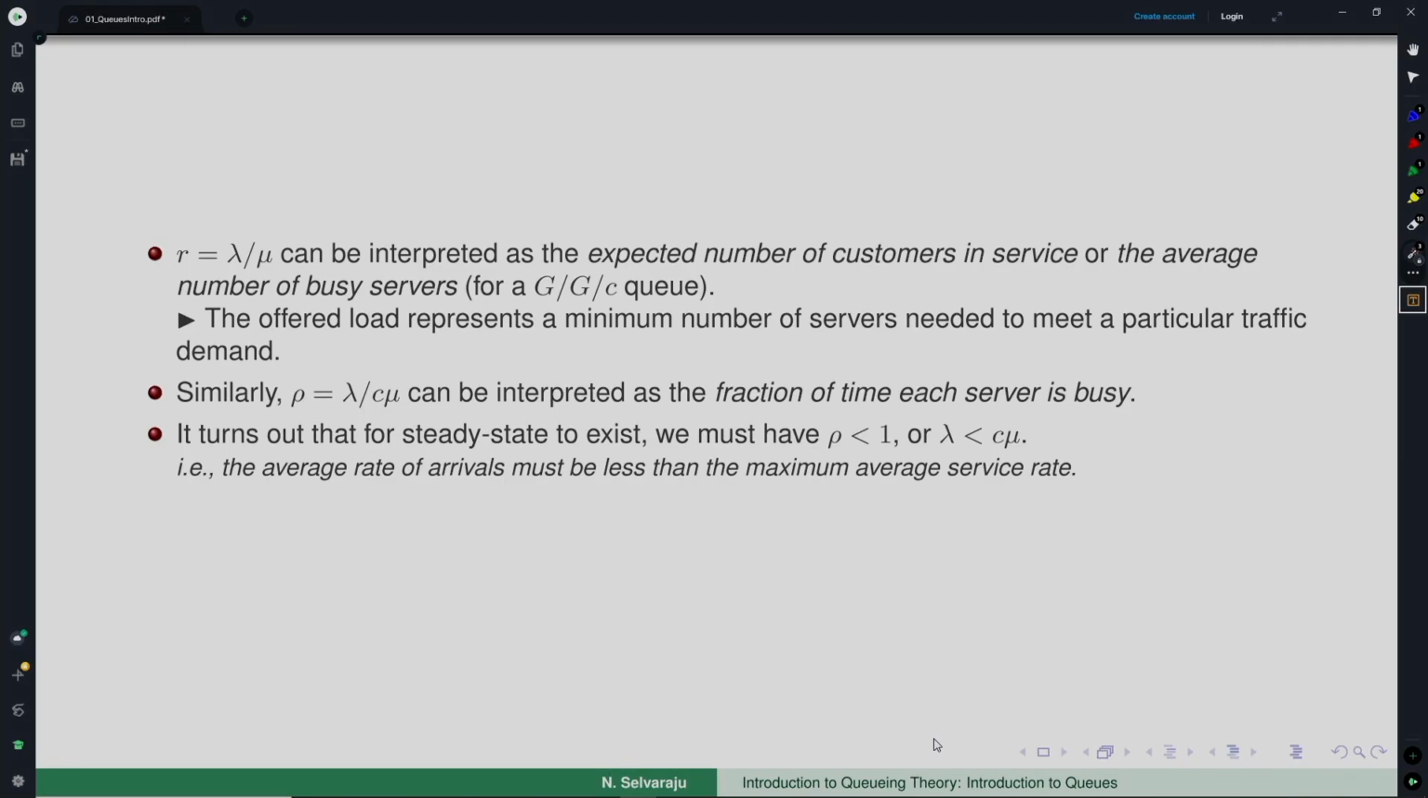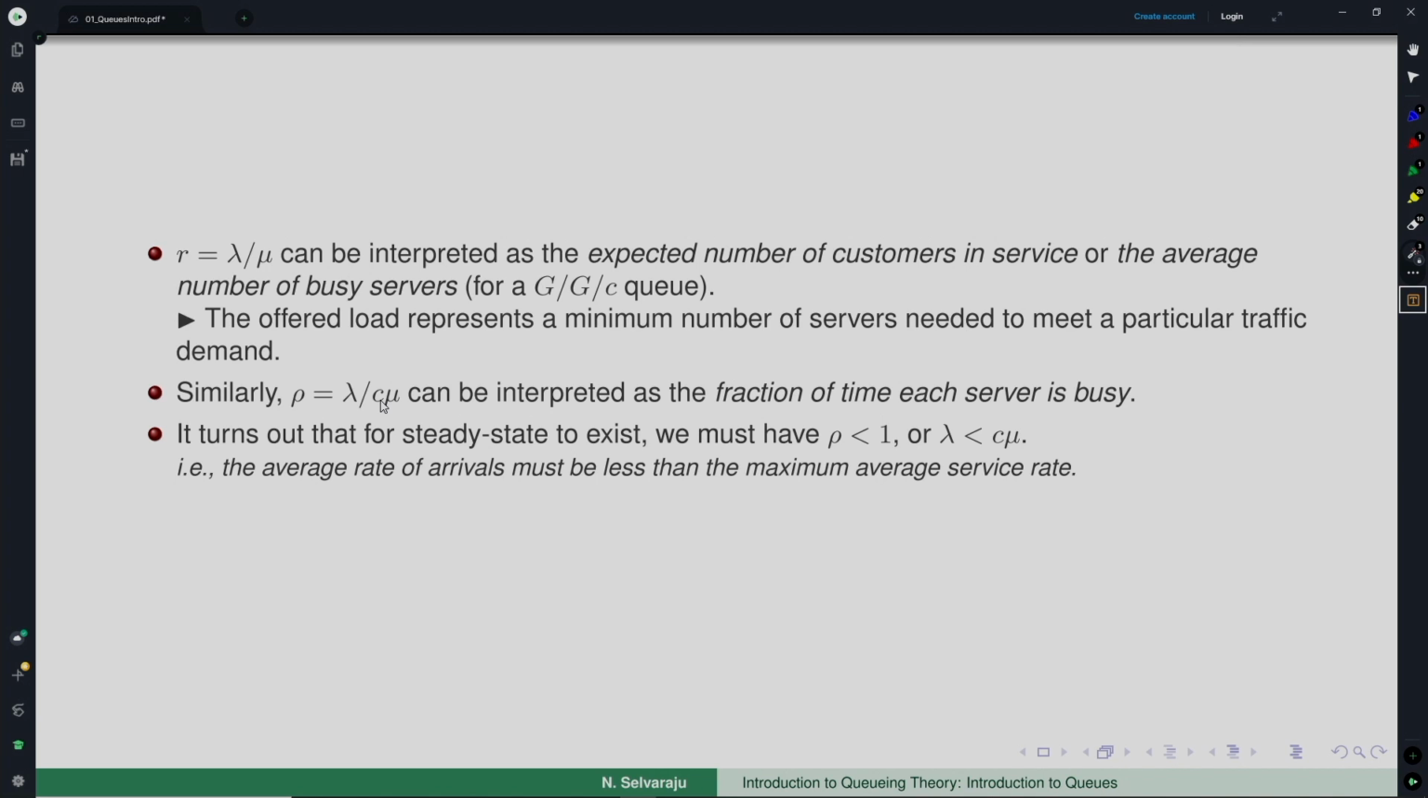But at least it represents the minimum number of servers needed to meet a particular traffic demand, so that stability of the queuing system can be ensured, right. Similarly, rho, which is lambda by C mu, can be represented as the fraction of time each server is busy. Suppose rho is 0.5, which means each server, whether single server or multi server, is busy only 50% of the time. So it gives the proportion of time a particular server is free or busy.